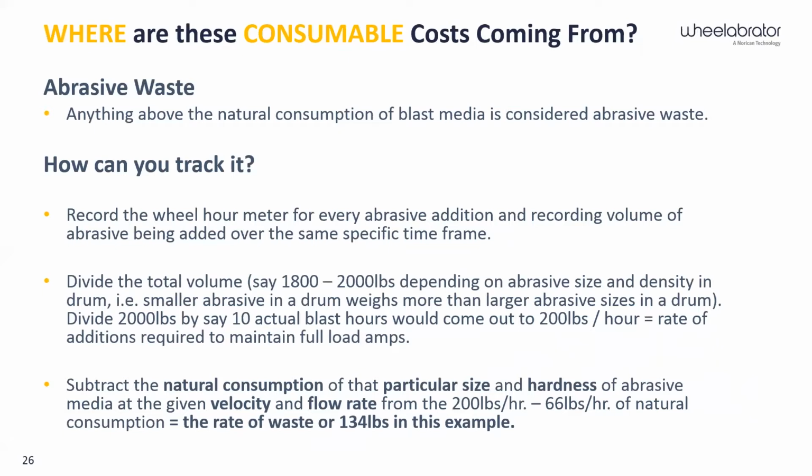You want to record the wheel hour meter at every abrasive addition, and then record how much you put in. So at 100 hours, you put in 500 pounds. You mark where you're at in your hopper at that time. You run it again, and you have an idea of your natural abrasive consumption. At the next 100 hours, you measure and see how much you have to put back in. If it's another 500 pounds, you're running about right. If all of a sudden it's 700 pounds, you have 200 pounds escaping from that system, which we'll call waste.